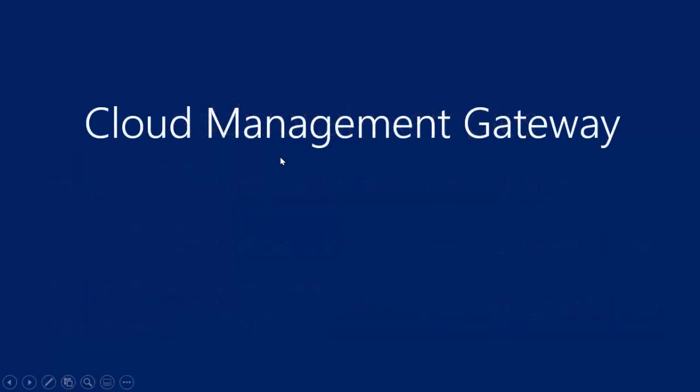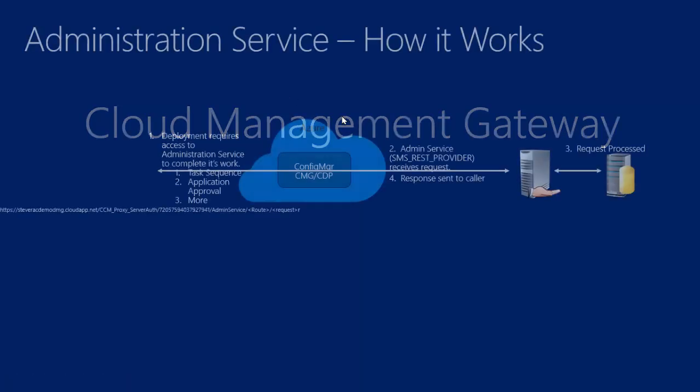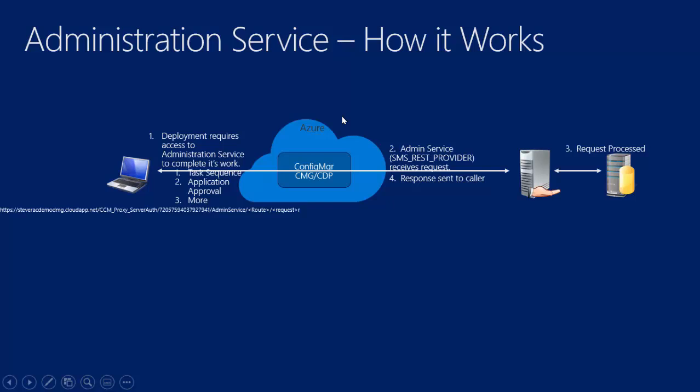All right. So shifting gears, we talked about how we can use the admin service on-prem, showed a lot of examples. You can also use this through the Cloud Management Gateway, but it's different, right? A little bit different. Let me share those details, right? Okay. So in terms of how it works, same kind of thing. You're going to have a deployment try to access the administration service.